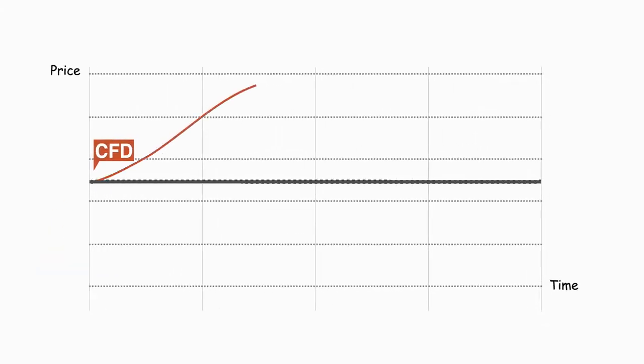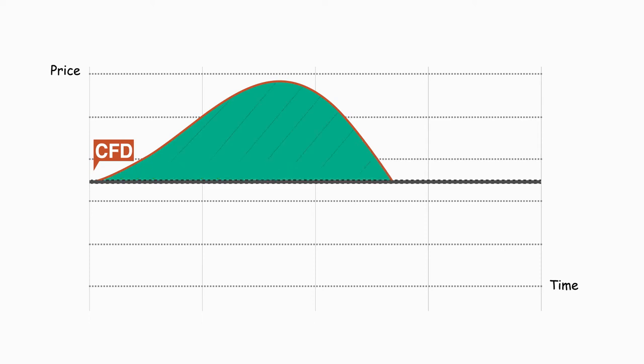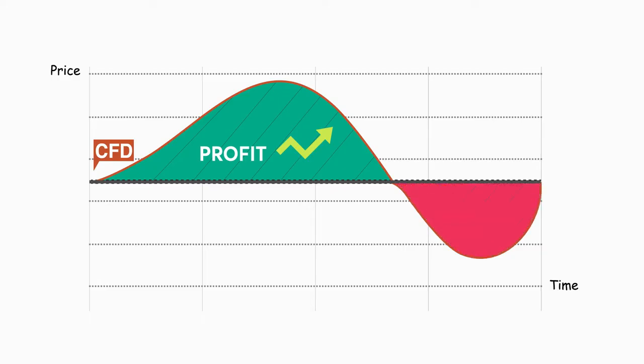If the gold price rises, the trader can close the CFD position to turn a profit. However, if the gold price falls, when the CFD trade is closed, it will be for a loss.